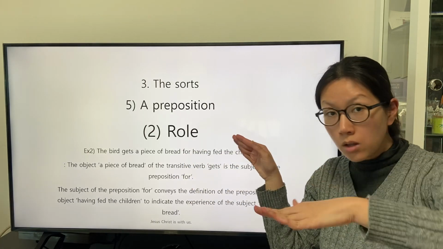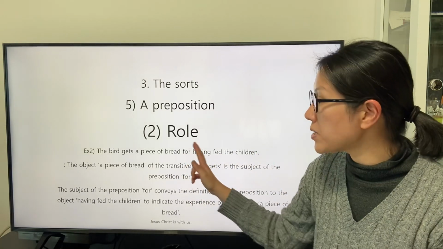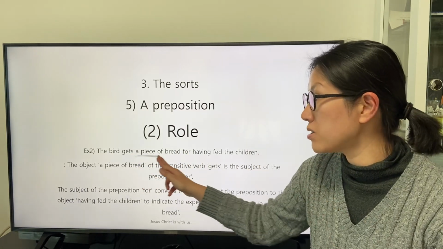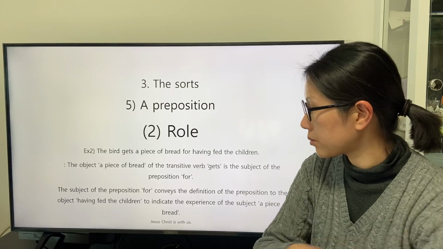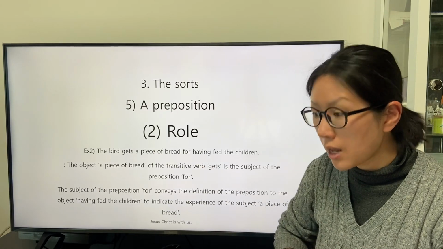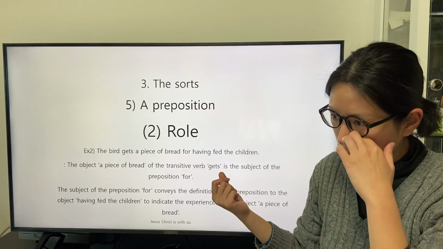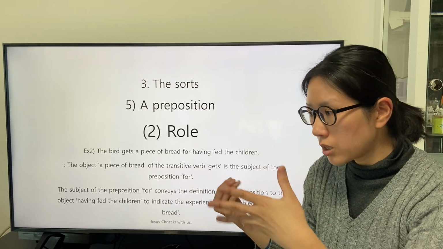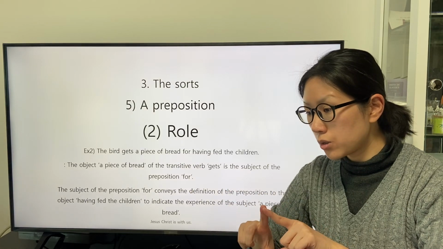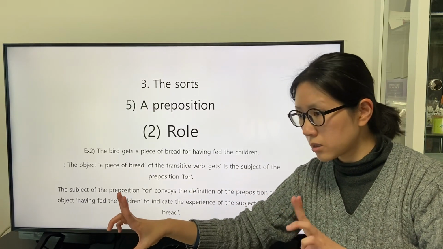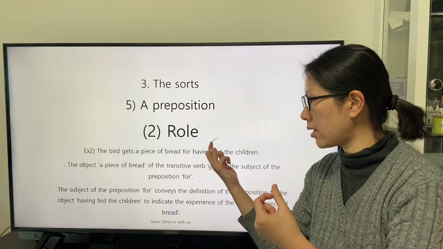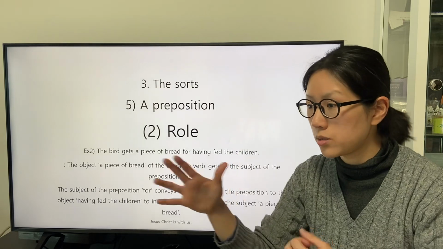In this clause, I thought that the subject of the preposition for is the subject of the preposition, a piece of bread. But the subject, a piece of bread, cannot be the subject who actualizes the experience during a period to actualize the action described by the transitive verb feed more than once during the period.